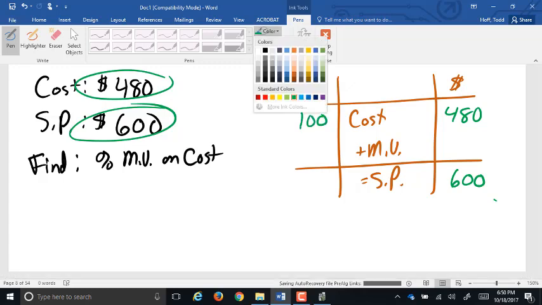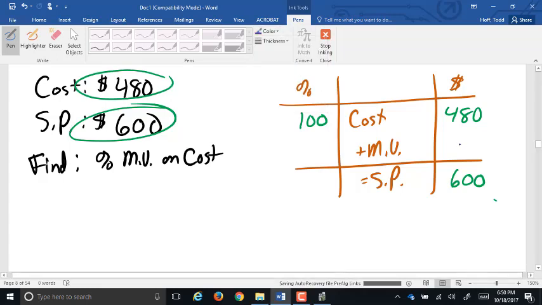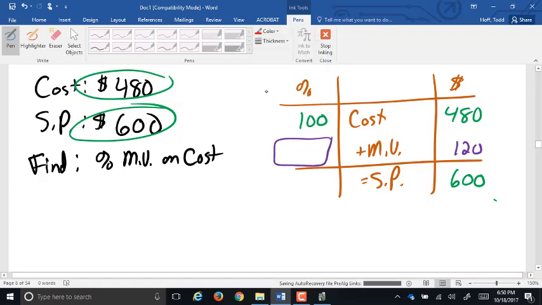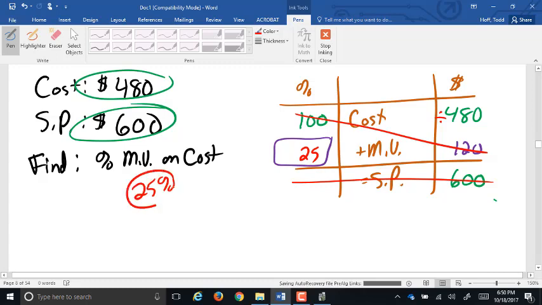Yes. We can very quickly calculate 600 minus 480 is $120, dollar markup. We're looking for the percent markup on cost. So we are going to ignore this and we're going to cross multiply. 100 times 120 divided by 480 is 25. 25%.